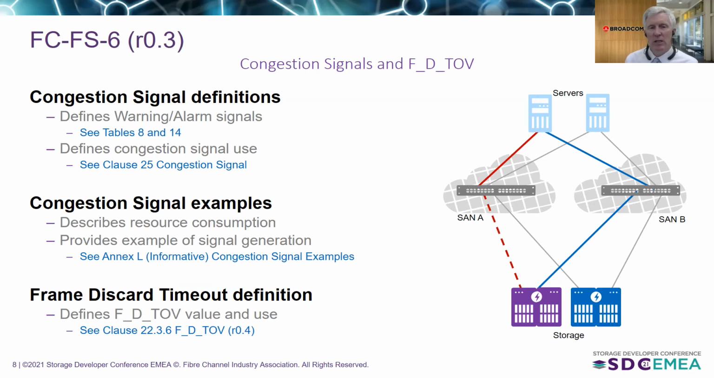The congestion signaling mechanism provides two different types of signals. One is a warning signal, and the other is an alarm signal, which provides the transmitter with mechanisms to set particular thresholds to indicate how severe the congestion problem or the credit stall problem is.